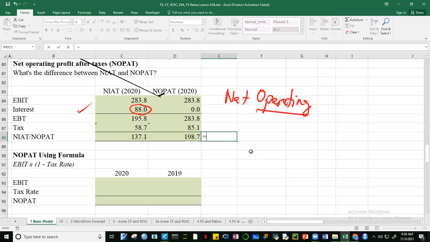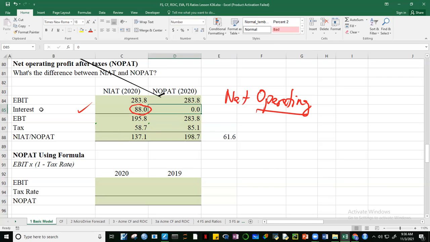Notice, guys, that the difference between NIAT and NOPAT is, if I subtract this, it's only 62. Okay? It's only 61.6. Now, we would have thought that the difference would have been 88. Okay? Because 88 was not charged to net operating profit after tax. However, guys, we discussed this to some degree last time.